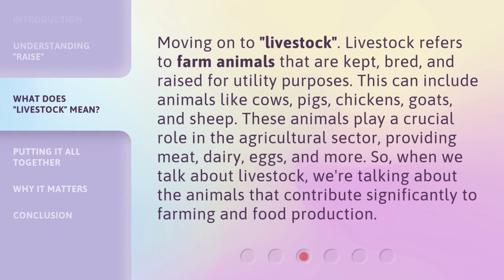Moving on to livestock. Livestock refers to farm animals that are kept, bred, and raised for utility purposes. This can include animals like cows, pigs, chickens, goats, and sheep. These animals play a crucial role in the agricultural sector, providing meat, dairy, eggs, and more. So, when we talk about livestock, we're talking about the animals that contribute significantly to farming and food production.